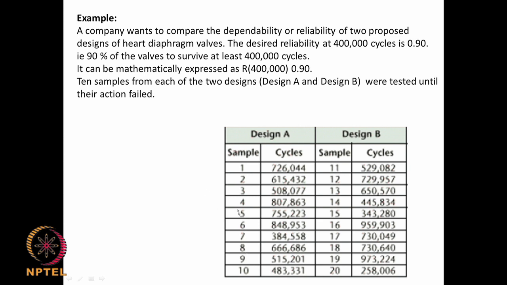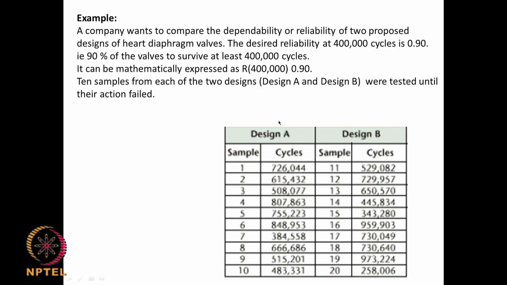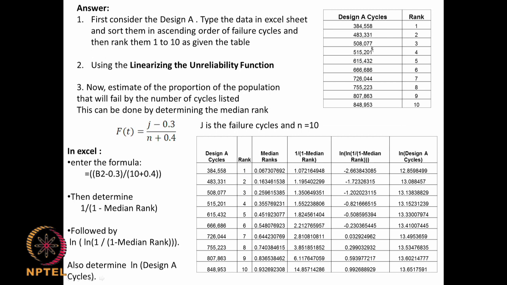So first we need to organize this data. Take design A, put this data in Excel for example, and then sort it in ascending order. The sample with 384,558 cycles fails the earliest, within a very short cycle. This will come first and then this will come second, like that, you put them in that order. So rank them 1, 2, 3, 4, 5, 6 up to 10.